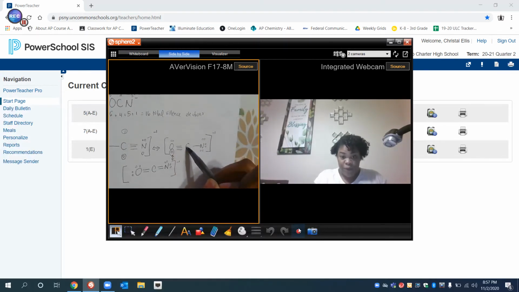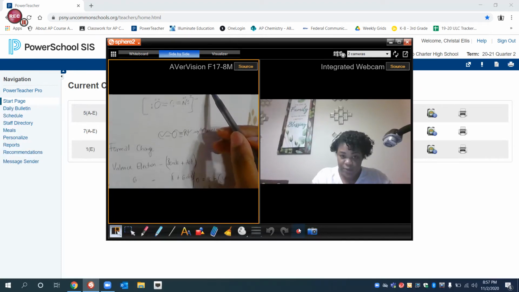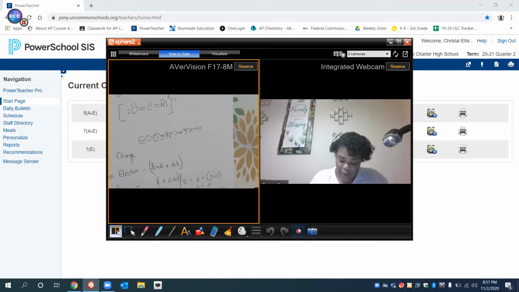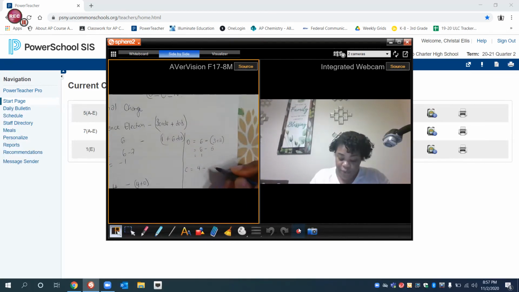If you do carbon, carbon should always be equal to 0. There are 4 valence electrons on carbon. Then this carbon has 4 bonds, 1, 2, 3, 4. And there were no dots, so 4 plus 0. So again, 4 minus 4 is equal to 0. Carbon should always have a formal charge of 0 because that's the element that participates in the most bonding.